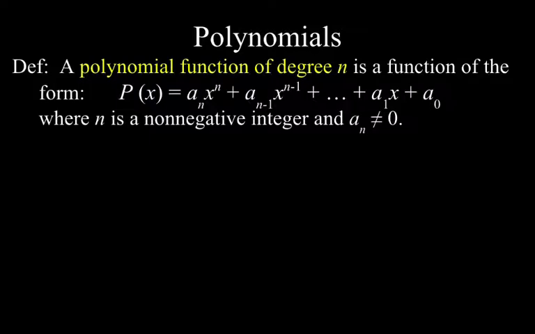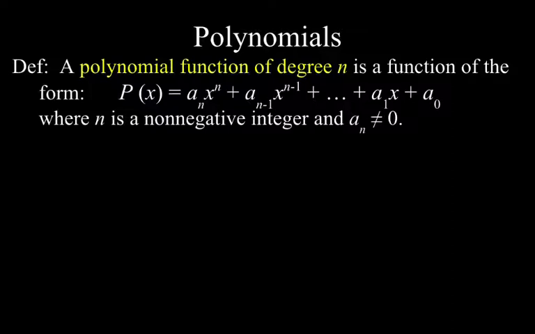Now, to move on to polynomial functions in general, we have a polynomial function of degree n, and that is a function that has this form. Now, I know this looks really complicated the first time you see it, but we're going to break it down and make it a little bit easier. The one thing that we have to note is n is a non-negative integer, and a sub n is not 0. So notice where the n is, that's the exponent for that very first term, and the a sub n is in front of the x raised to the nth power.